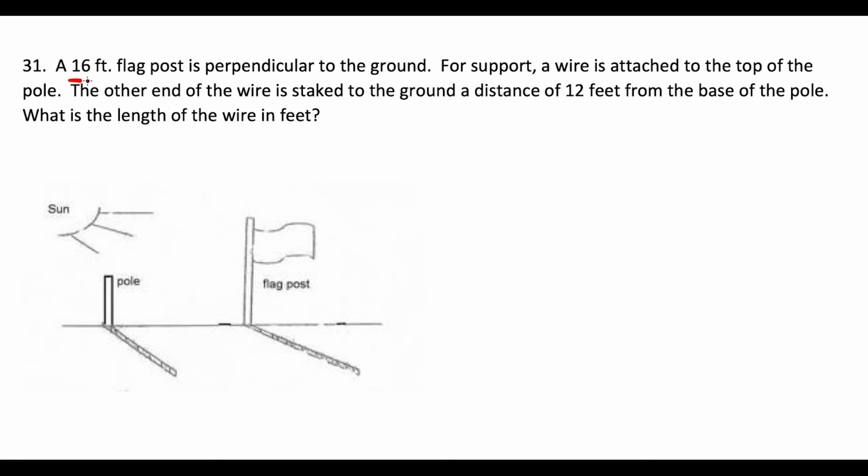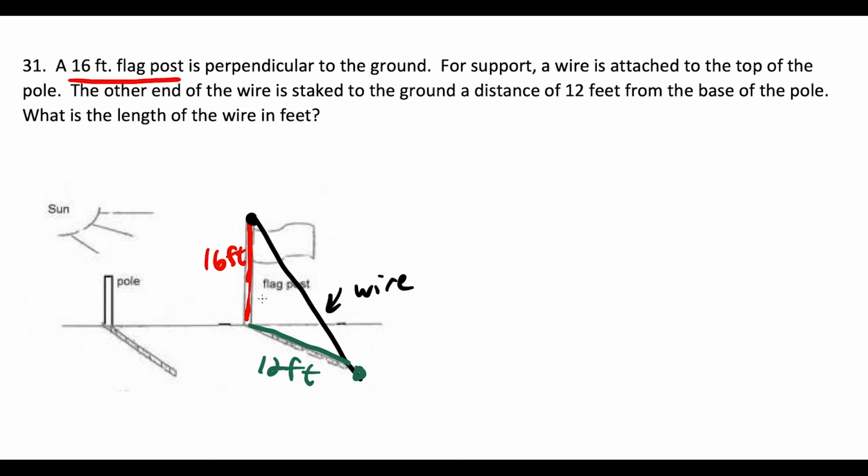Question 31, we have a 16-foot flag post. So that's this distance here is going to be 16. And what we're also told is that a support wire is attached from the top of the pole to a stake in the ground 12 feet away. So this piece here, that's the wire. So this is our wire, and it's attached to a stake in the ground that's 12 feet away. So here we go. And what we could assume here is that this is built well, and we're told that the pole, or the post, is perpendicular to the ground. That means we have a right angle here.